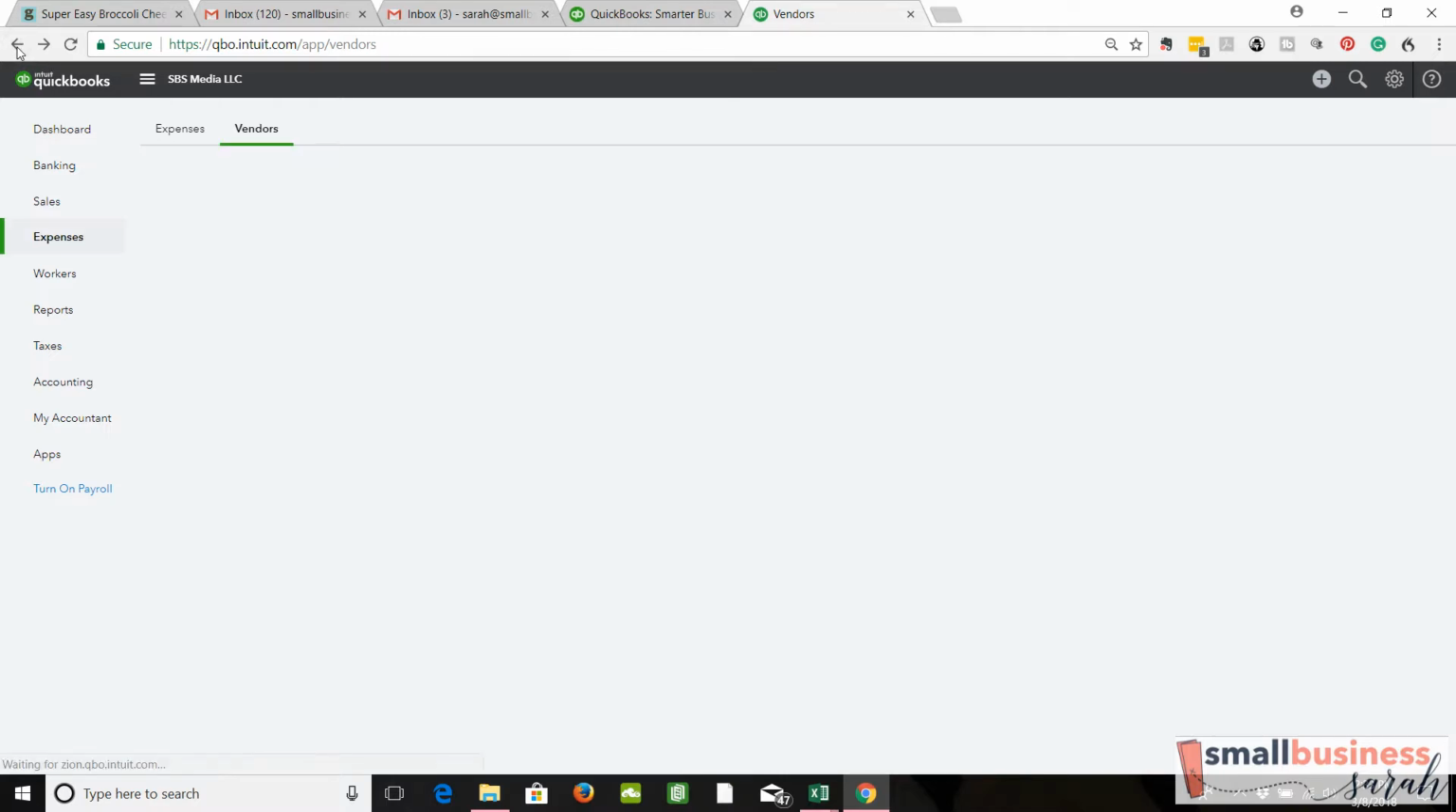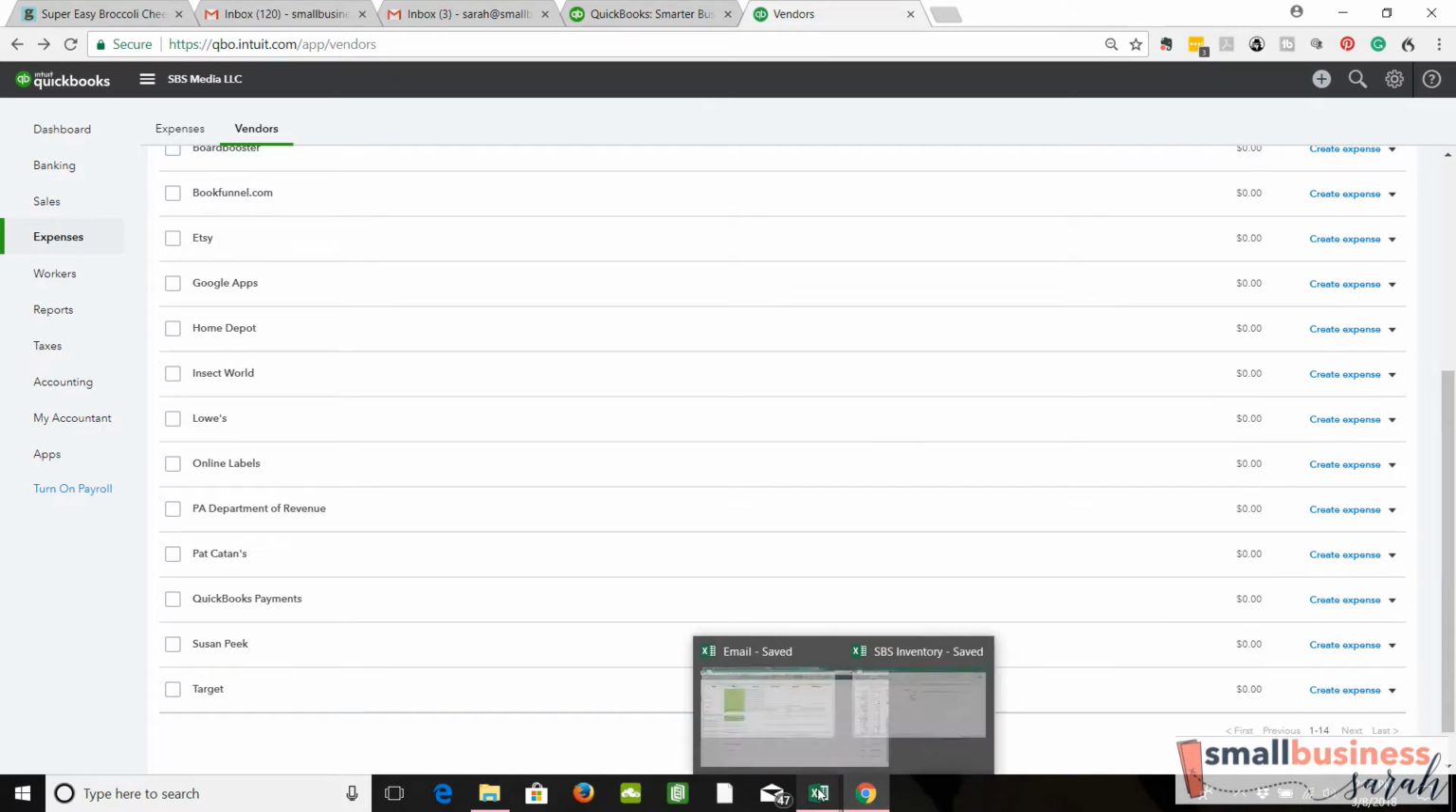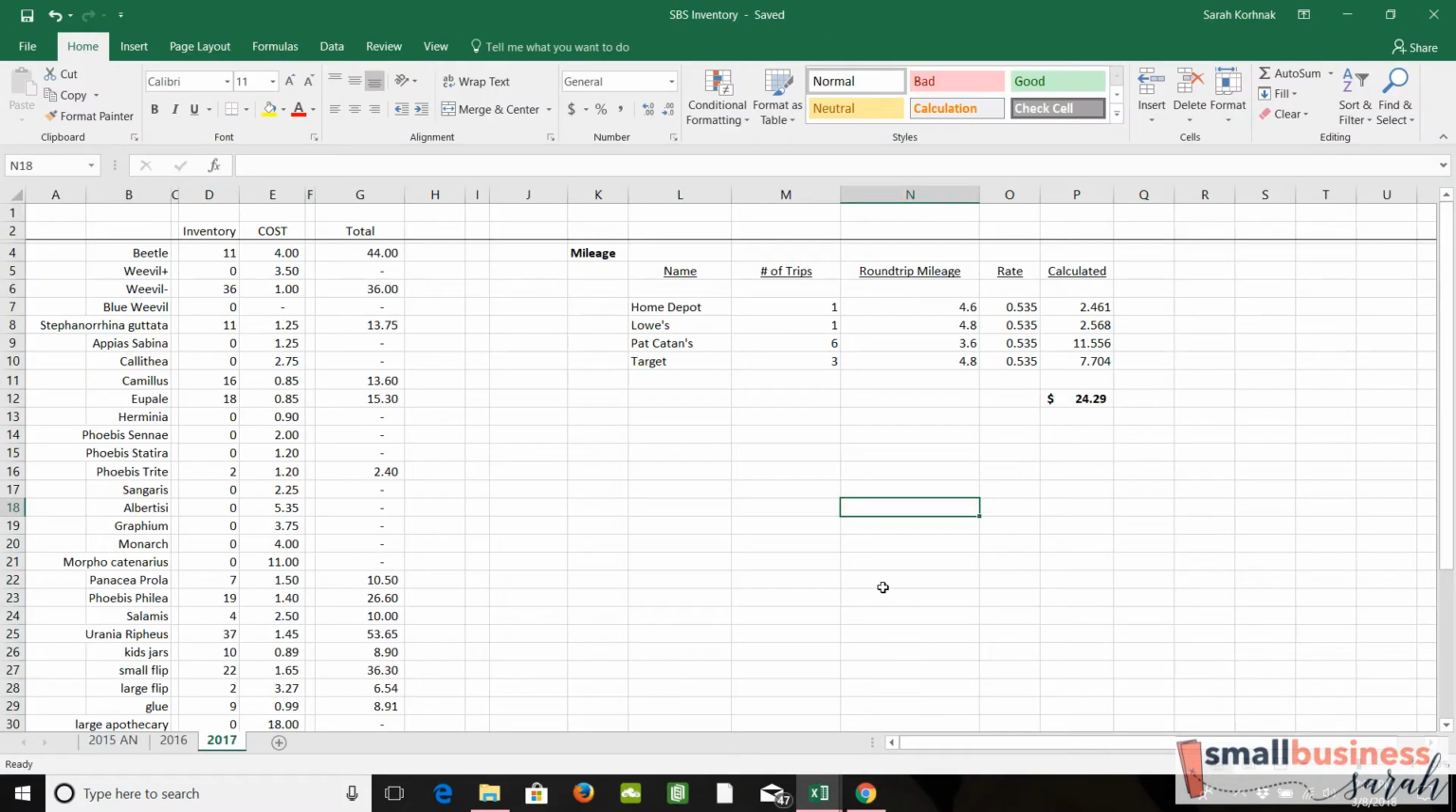So now that I know that, oh, and by the way, normally I would have a couple trips to the post office, but for whatever reason this year I did not. So I am going to take that information over to my little spreadsheet. This is my mileage section. I'm just doing this off to the side of my inventory count that I had to do for the end of 17. And as you can see, I wrote down the places that I went, the number of trips.